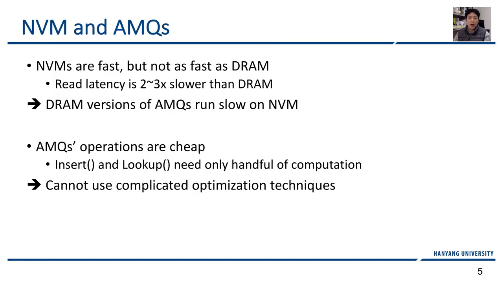These AMQs are hard to optimize for NVM because first, NVMs are fast but still 2 to 3 times slower than DRAM, so running DRAM versions of AMQs will be very slow on NVMs. Second, AMQ operations are cheap, consisting of only a handful of computations, so we cannot use complicated optimization. For example, existing work on SSD-optimized AMQs do not work on NVMs because their techniques are often too complicated.